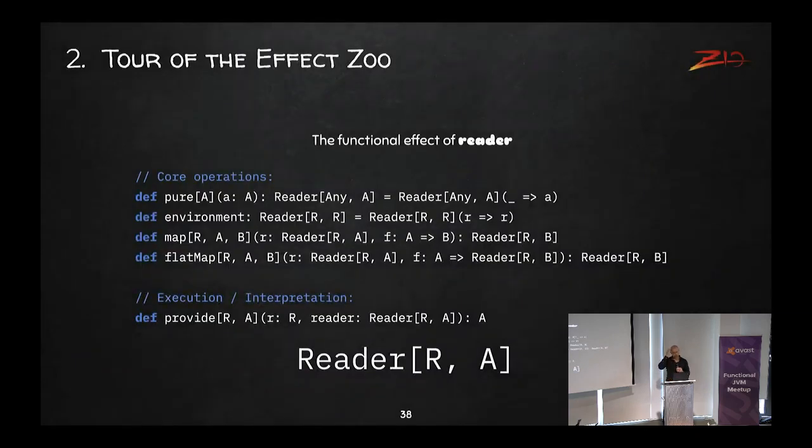The core operations are pure, like we've seen before, a way to take an A and lift it up into a functional effect, a reader functional effect. Environment, which basically allows us to pull that R into the success value of the reader, and then map and flat map. And then to execute or interpret this functional effect, we have to give it an R. That's the R required by the reader, and then it can give us back the A.